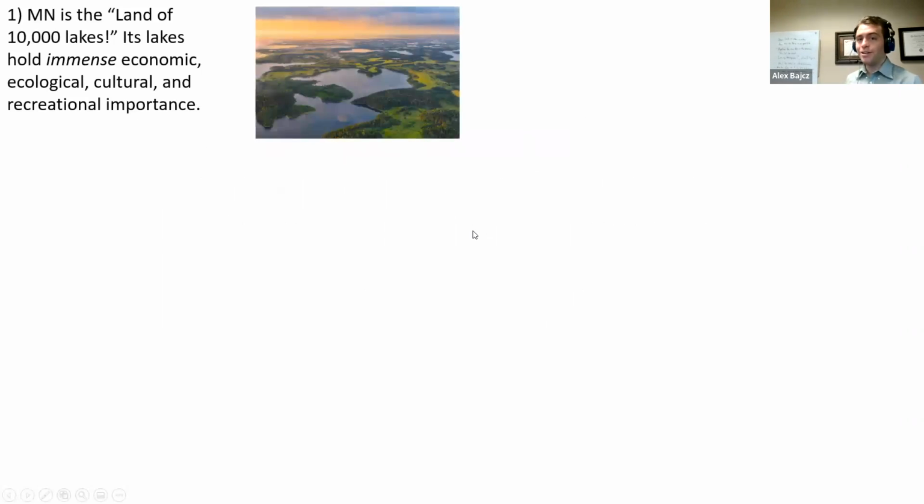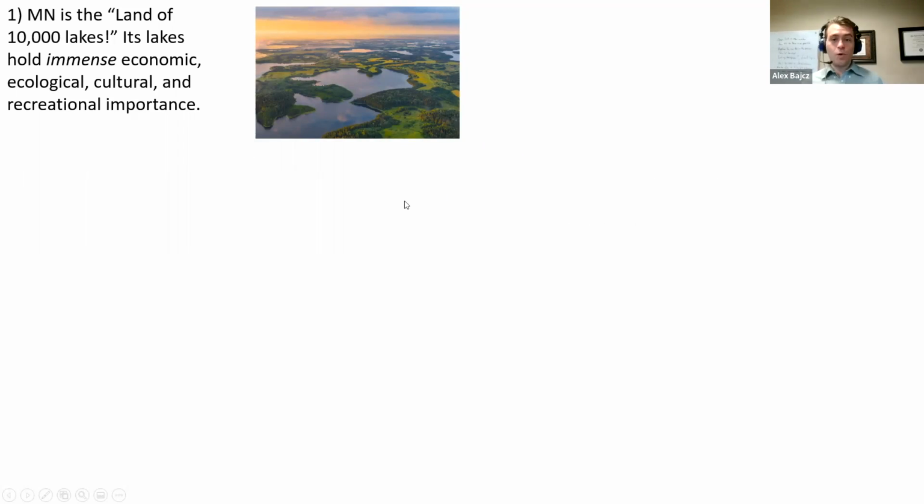To start, I'll note that Minnesota is colloquially called the land of 10,000 lakes, but even this title sells our state short. We actually have more like 12,000 lakes, according to the Minnesota DNR. Not surprisingly, then, lakes are a huge part of our state's economy, ecology, and cultural heritage.